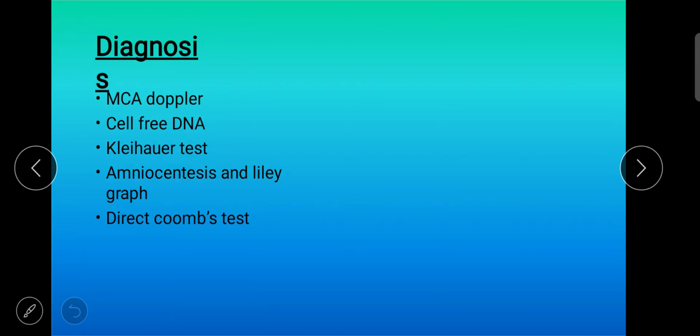Next is diagnosis: MCA Doppler, cell-free DNA, Kleihauer-Betke test, amniocentesis and cordocentesis, and direct Coombs test.